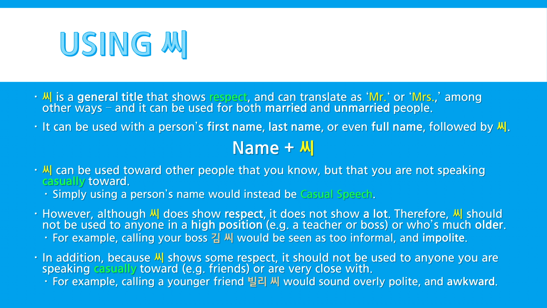However, although 씨 does show respect, it does not show a lot. Therefore, it should not be used to someone in a higher position than you, such as a teacher or a boss, or to someone who's much older. For example, calling your boss Kim 씨 would be seen as too informal and impolite. In addition, because 씨 shows some respect, it should not be used to anyone you're speaking casually toward, for example, your friends, or anyone who you're very close with. For example, calling a younger friend 빌리 씨 would sound overly polite and awkward.